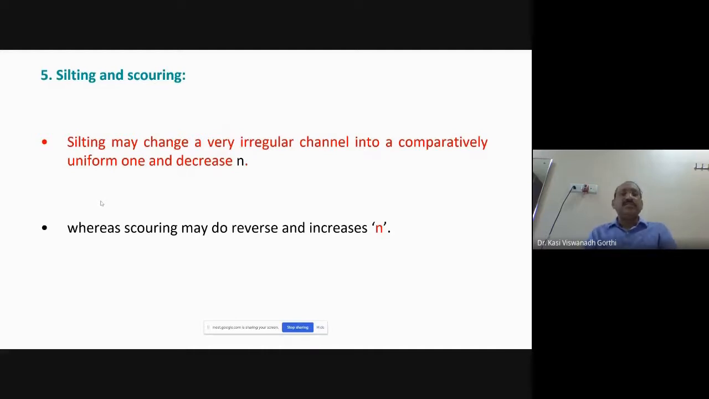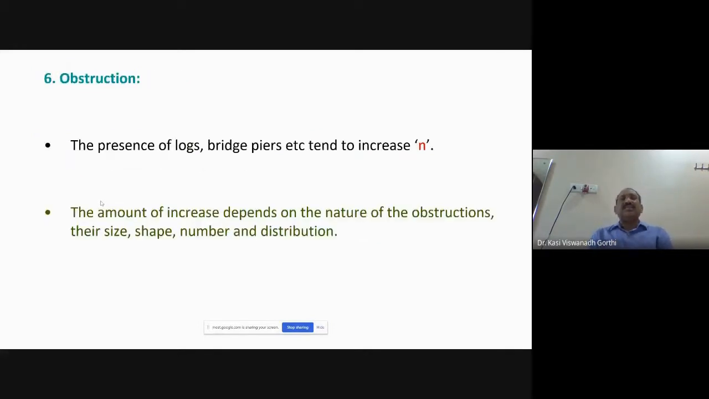So silting and scouring, both these parameters will affect the value of n. Silting may change a very irregular channel into a comparatively uniform one, decreasing the value of n. Whereas scouring may do the reverse, and the value of n may increase. The sixth parameter affecting the value of Manning's n is obstruction. The presence of logs, bridge piers, etc. tend to increase the value of n.